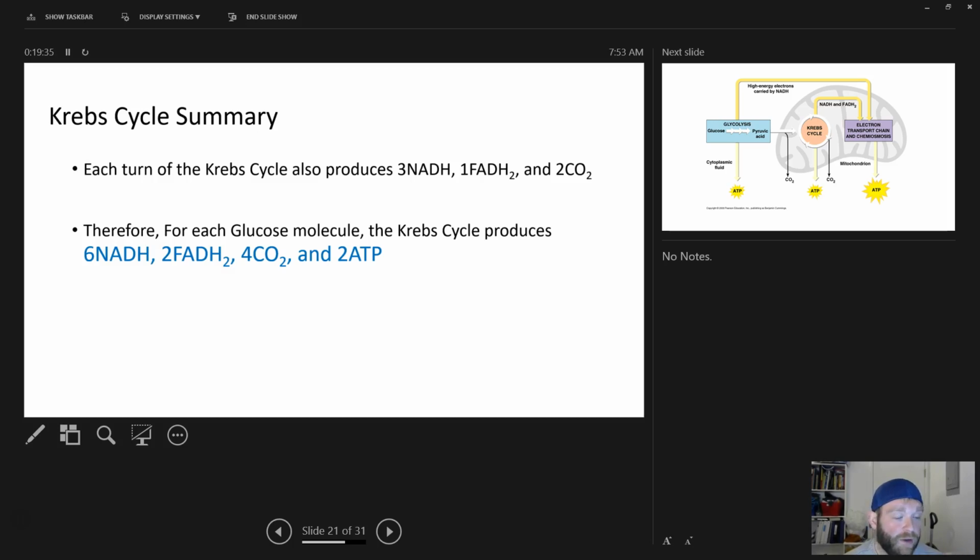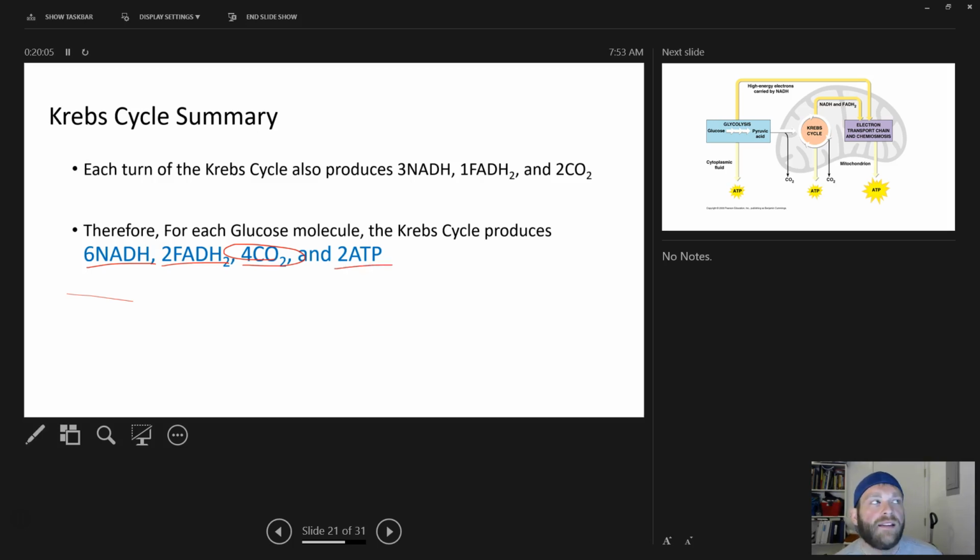Okay, so if we go through a whole process for each of our glucoses, right, that's our 6 CO2s that we're producing. All right, so therefore, for each glucose molecule in the Krebs cycle, you're making 6 NADHs, 2 FADHs, 4 CO2s in the Krebs cycle, plus the 2 that you get from glycolysis, and 2 ATPs. Okay, so the big takeaways here is you're producing these molecules here that are important for our electron transport chain, our last reaction. We're getting our waste product from the reaction, and we're generating 2 ATPs.